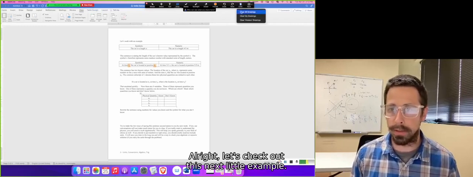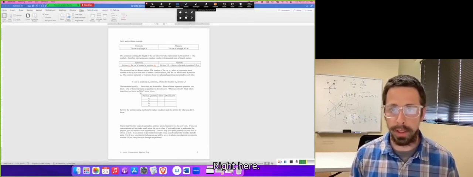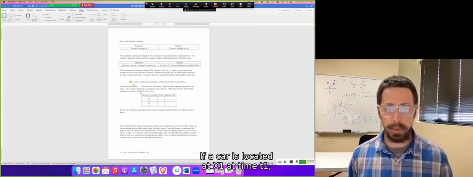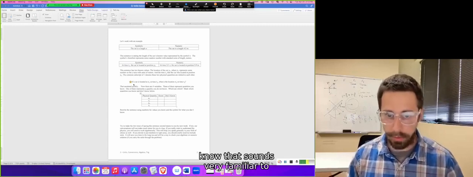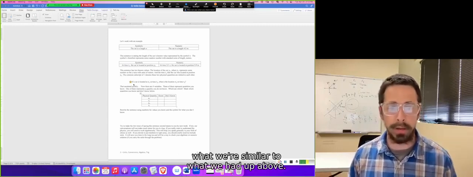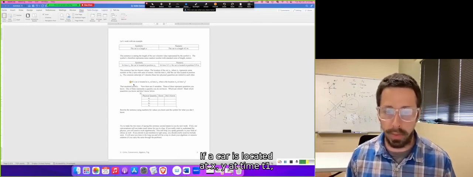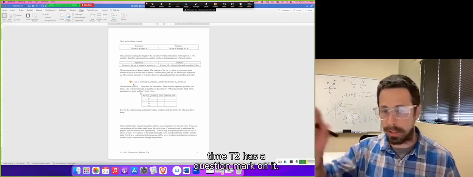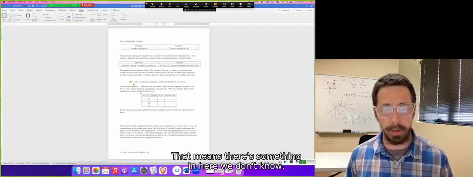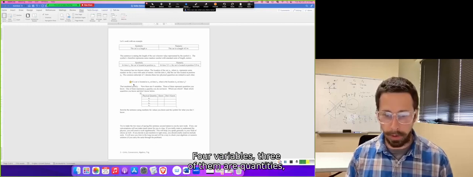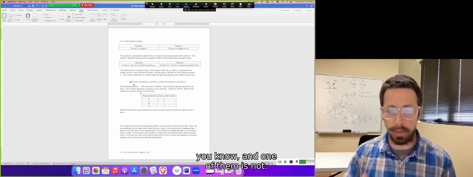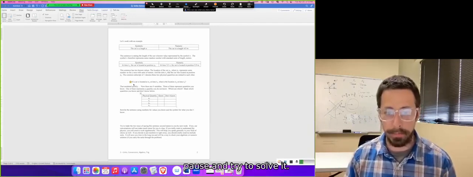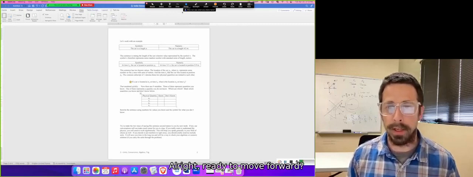Okay, let's check out this next little example right here. I'm going to put the star next to it. If a car is located at x1 at time t1, that sounds very similar to what we had up above. If a car is located at x1 at time t1, what is the location x2 at time t2? Notice that has a question mark on it. That means there's something in here we don't know, right? So there's 4 variables. 3 of them are quantities you know, and 1 of them is not. So give yourself a little bit of pause and try to solve it. All right. Ready to move forward?